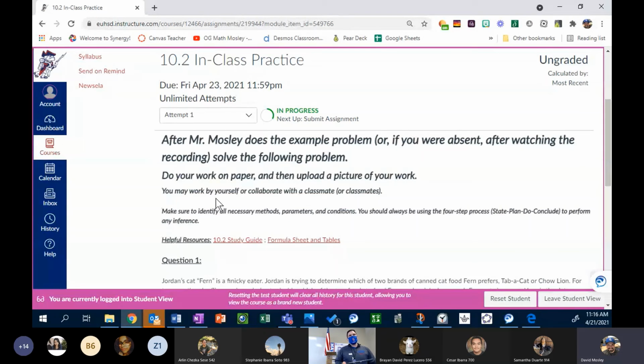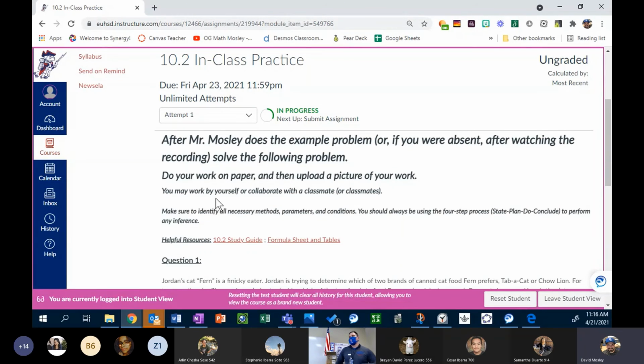After I've done the example, which I just did, we're going to solve the following problem. I want you to do your work on paper and then upload a picture of what you've done. If you're here in person and you do not have paper, I have paper right back there by the hand sanitizer, and I can give you a pencil that you can keep forever and ever if you do not have a pencil.